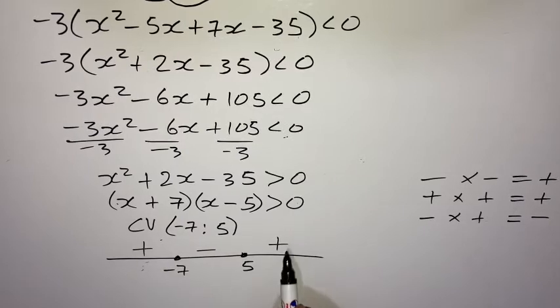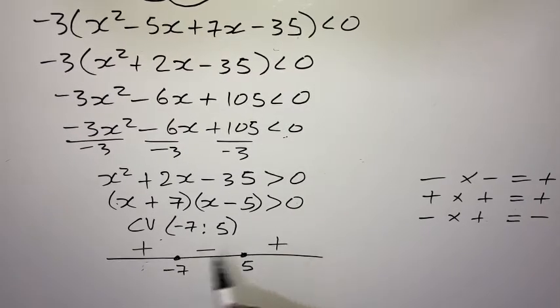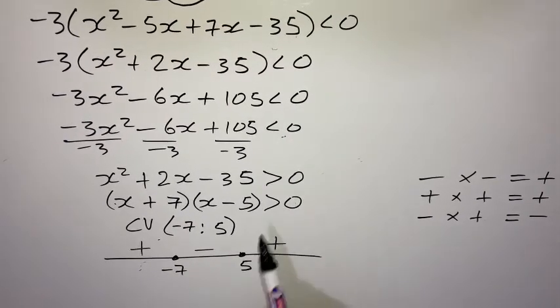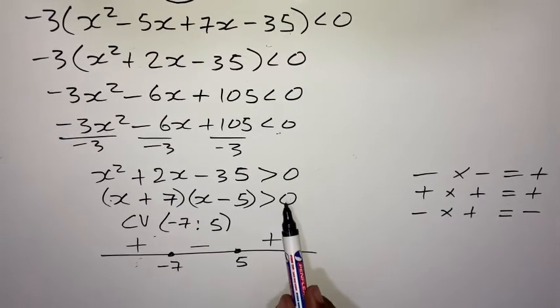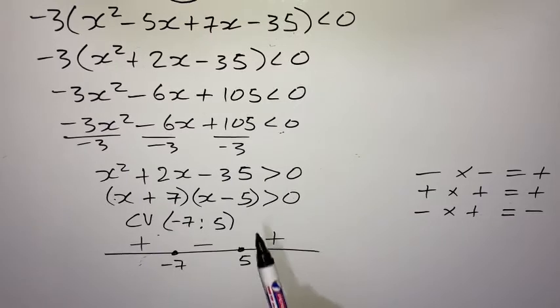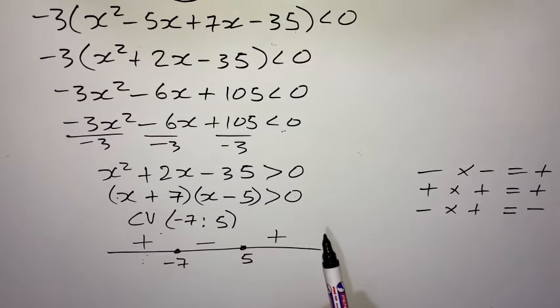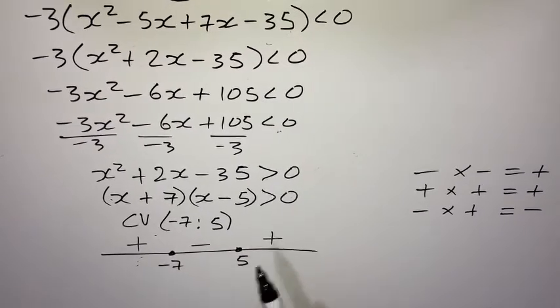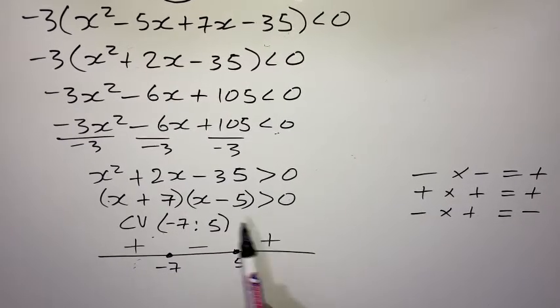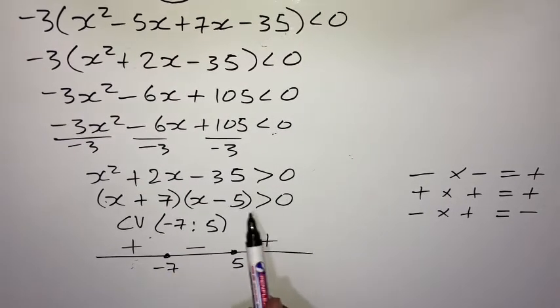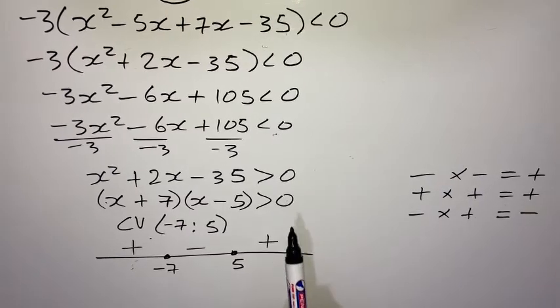Then from here, after writing my signs, I'll have to go back to my inequality. Now my inequality is greater than 0, meaning positive. Everything that is greater than 0, you are referring to something that is positive. Everything that is less than 0, you are referring to something that is negative. So in this instance, my equation is greater than 0. So I'm looking for a positive.